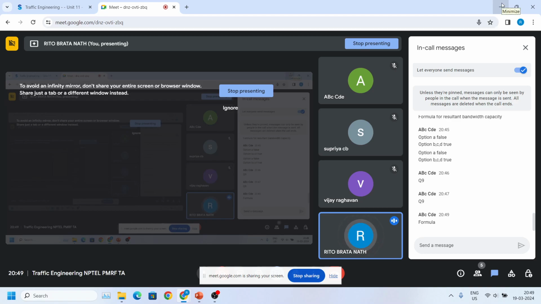The formula is the same, right? It's written in the slides: 3600 times BW by C times NL divided by H. That should be the formula.